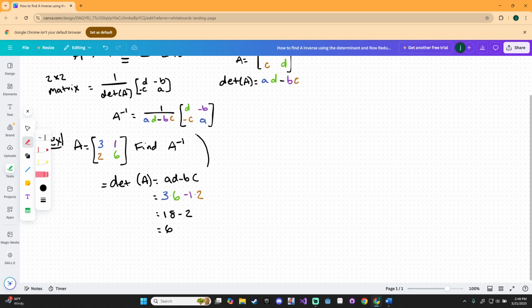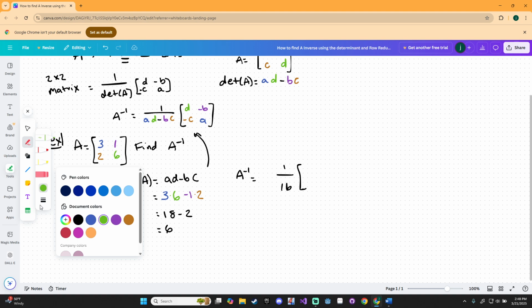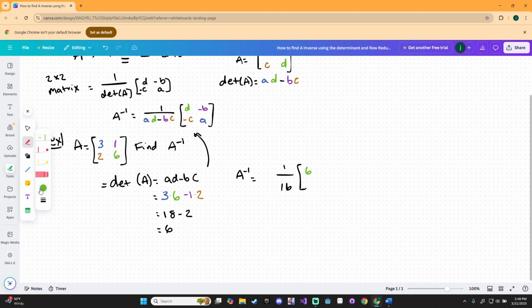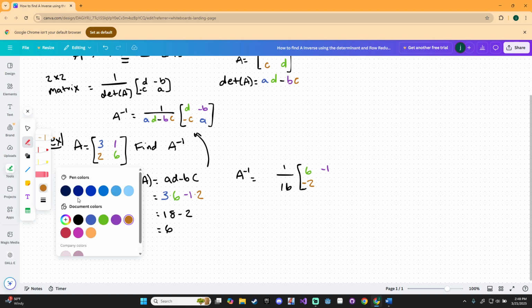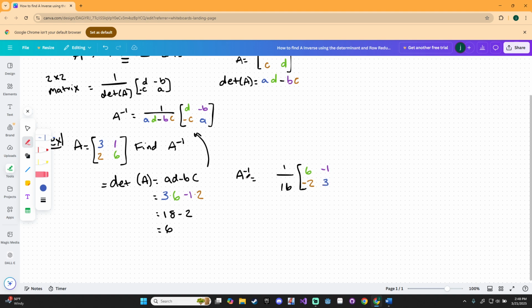So plugging that back into this original equation up here, we get A inverse is equal to 1 over your determinant, which is 16, times 6 in the top left, negative 1, don't forget your negative here, negative 2, and 3. So we see here that A and D switch, and then B and C stay in place, but they're negative.